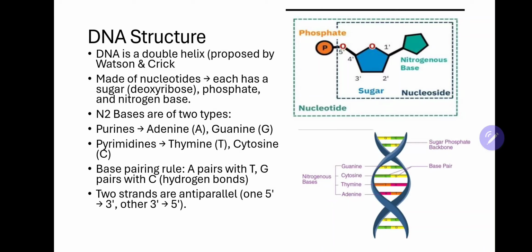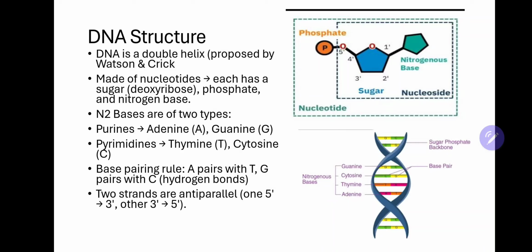And we have already said that DNA is a double helical structure, meaning it consists of two strands which are anti-parallel in nature. That is, one will be 5' to 3' and the other will be 3' to 5'. So that's all about the structure of DNA.